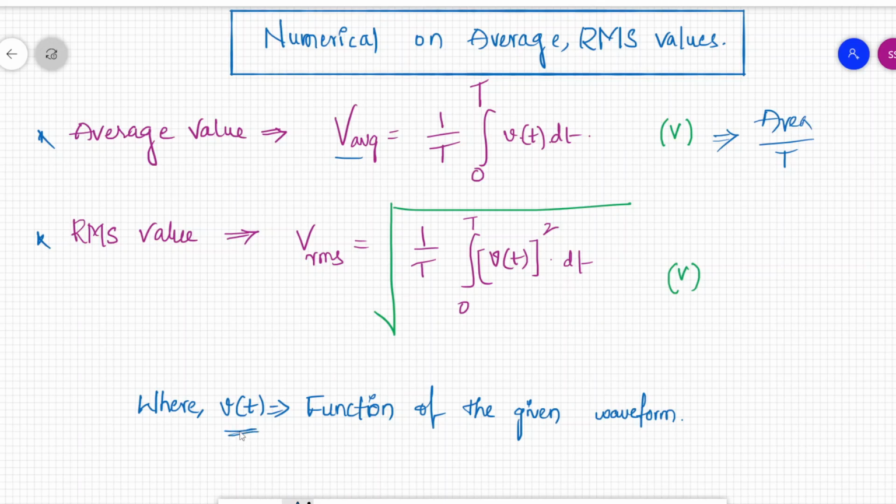So the crucial thing is you need to find this function V of t. For a sinusoidal waveform, V of t was Vm sin omega t. Okay, so this will vary from waveform to waveform. Let us try to solve a few waveforms here so that you can understand. Okay, now let us proceed.